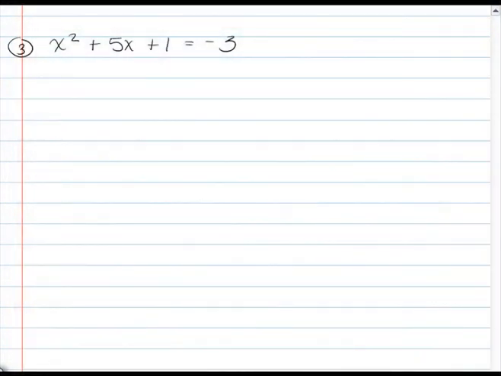So for our third example, we have x squared plus 5x plus 1 equals negative 3. You'll notice in this example it's not equal to 0, so the first thing we have to do before we can start factoring is take that negative 3 and move it over to the other side. So we're going to add 3 to both sides. That's going to give us x squared plus 5x plus 4 equal to 0.